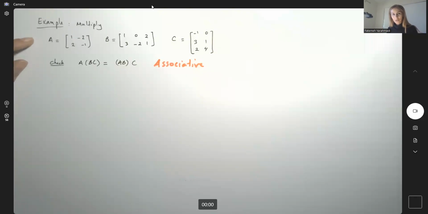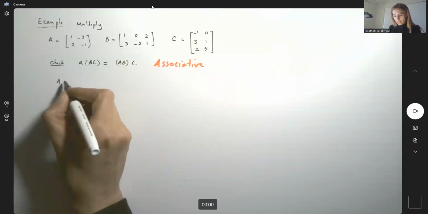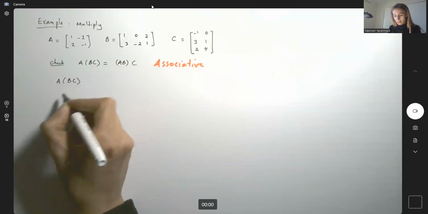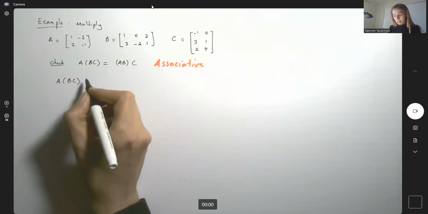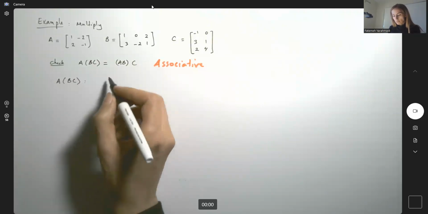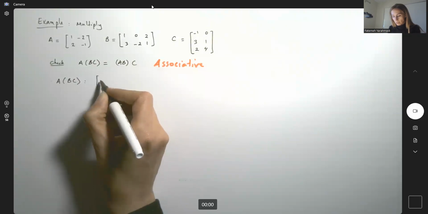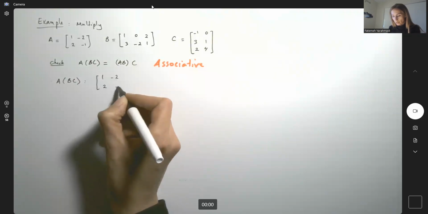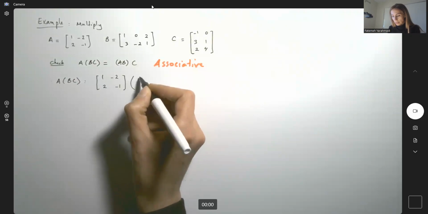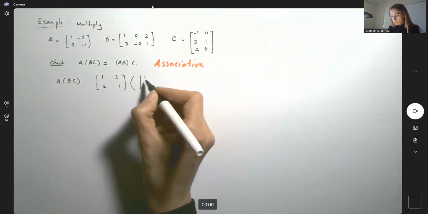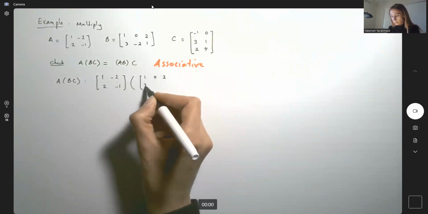Okay, so the question says multiply these matrices together, and we're going to check to see if the associative property is met or not. So first, let's check A multiplied by BC. My A is [1, -2; 2, -1]. Then I have B and C in parentheses.